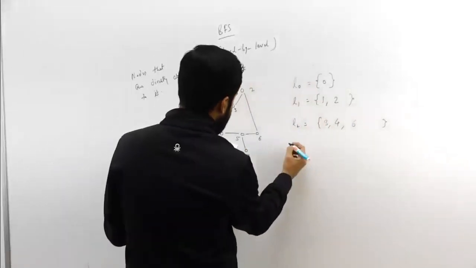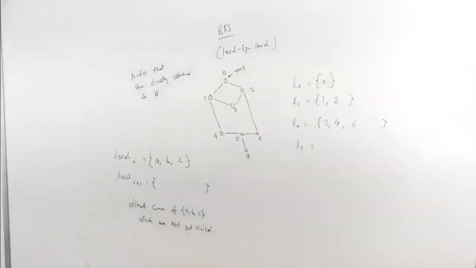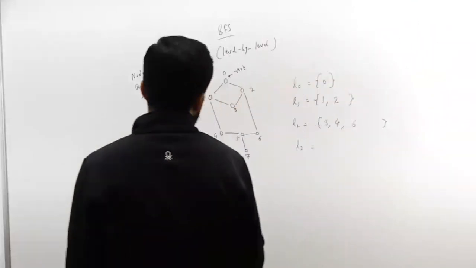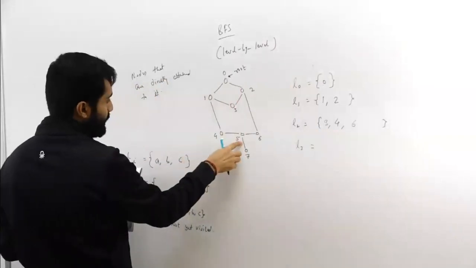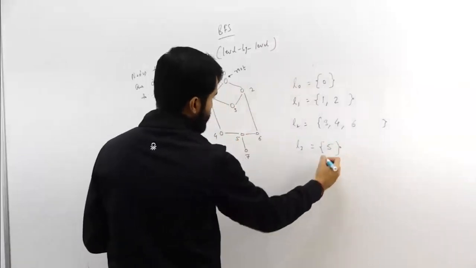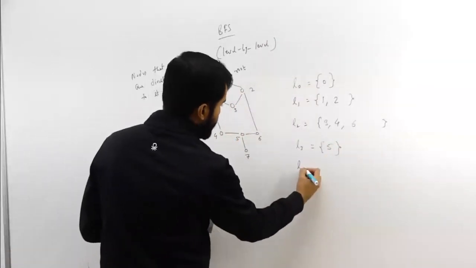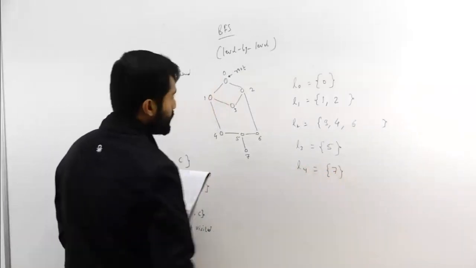Can you tell me the next level, level 3, which nodes will be there? Only 5 will be there, because when you take a look, for 3, its direct connects are visited. For 4, 5 is the only direct connect which is not visited. And for 6 also, 5 is the only connect which is not visited. And what will be there in your level 4? In your level 4, you will just have 7 with you.